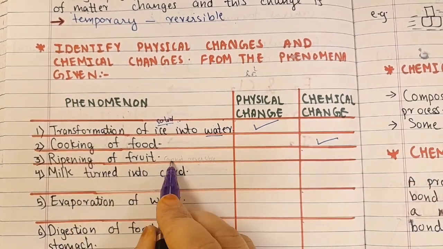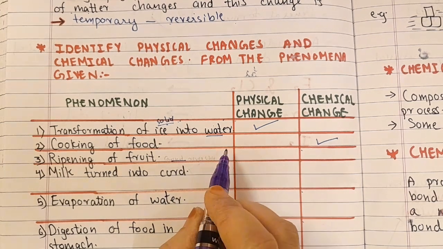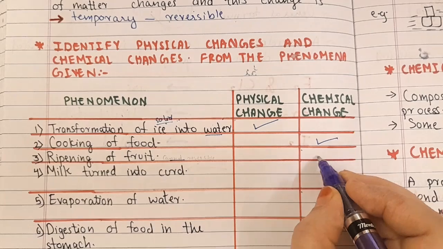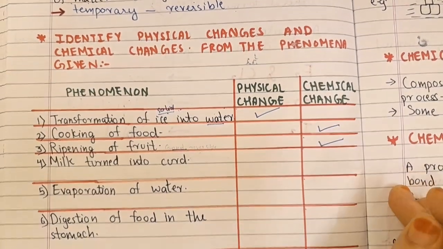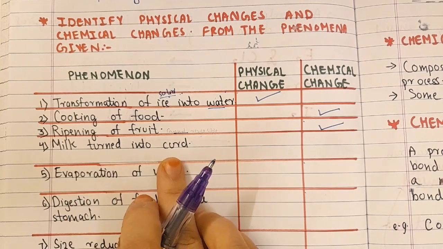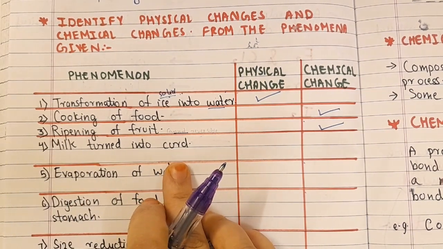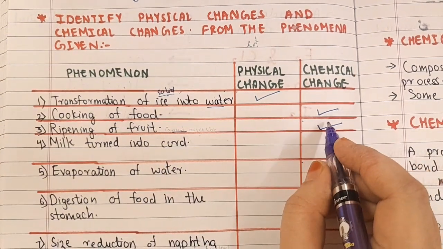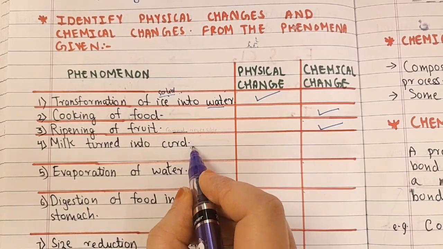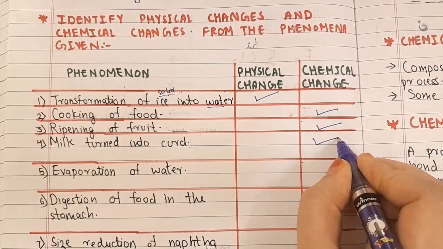Next is ripening of fruit. Again this cannot be converted back into the raw fruit. That means this is a permanent change, and it comes under chemical change. Next, milk turned into curd. Curd cannot turn again into milk. So this is again a permanent change, which is irreversible, and it again comes under chemical change.